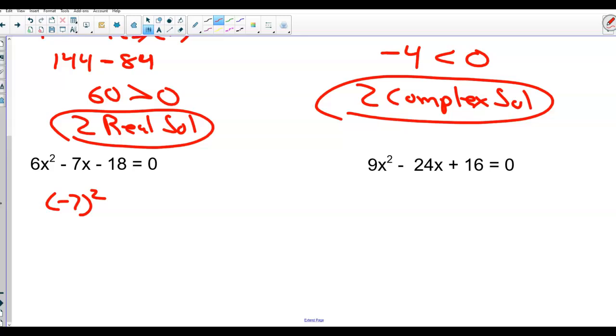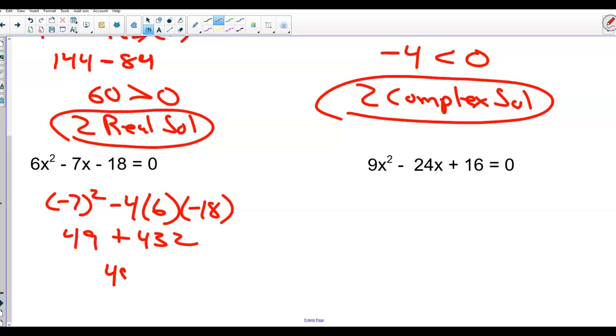Negative 7 squared minus 4 times 6 times a negative 18. 49 plus 432. That adds up to 481. That's another positive number. That's obviously greater than 0. 481 is not a perfect square. So we do 2 real solutions.